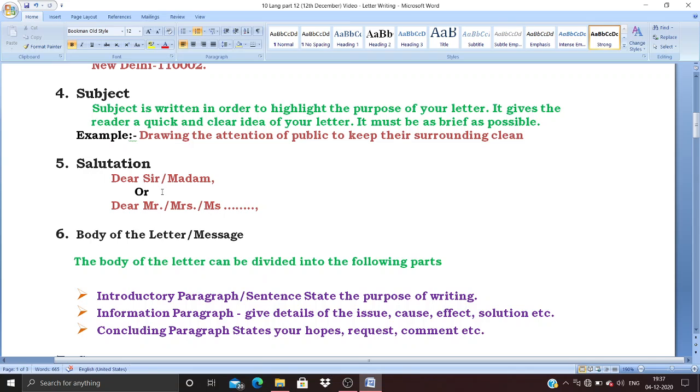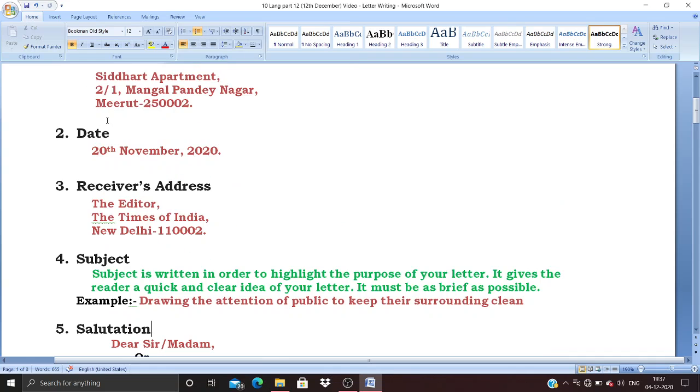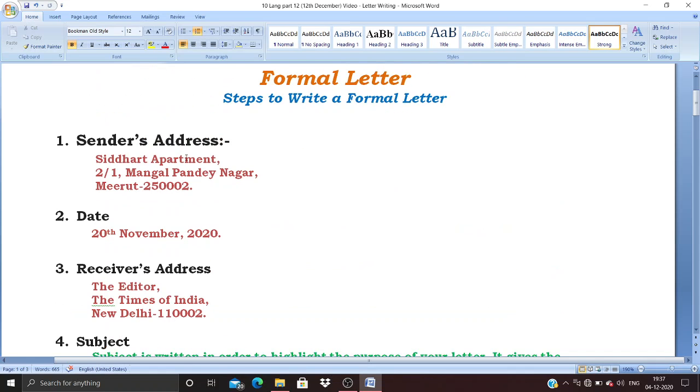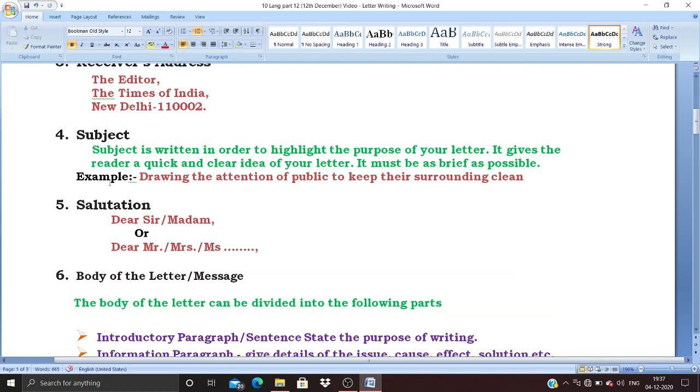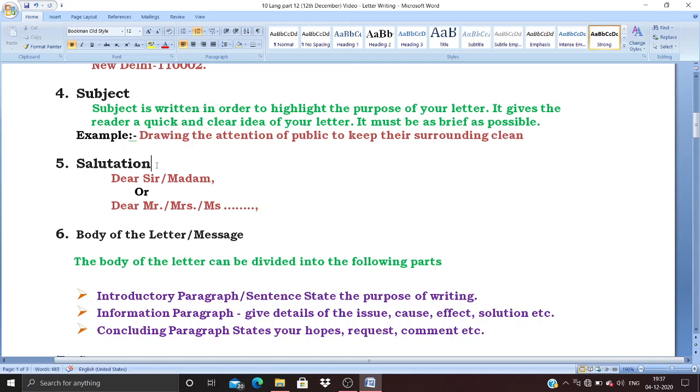This is called salutation. You don't have to really learn by heart what is the receiver's address, what is the date, what is the sender's address, what is salutation. But this salutation means how you are introducing, or rather how you are approaching the person, with the salutation, salute.